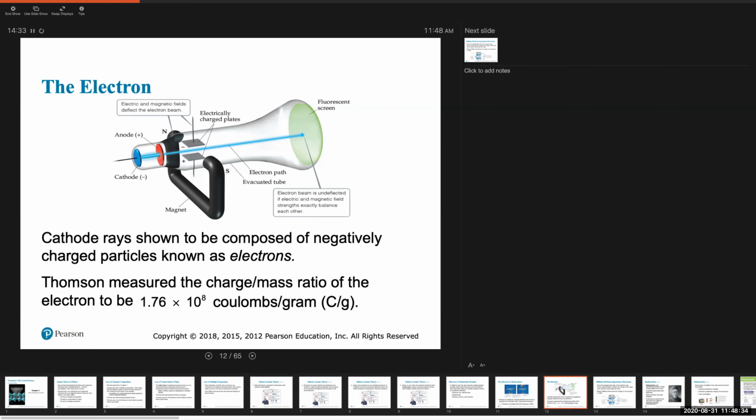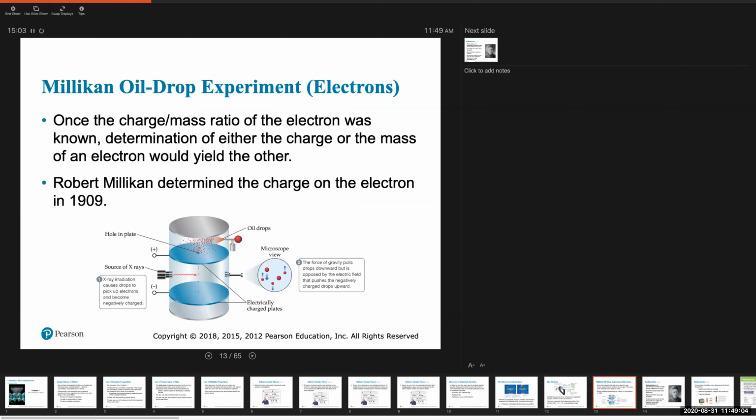The other thing is, the guy who did this work, Thomson, determined that the charge to mass ratio of the electron is 1.76 times 10 to the 8th coulombs per gram. So that was important because now we're starting to get some quantitation associated with it. In addition to just saying, oh yeah, they're negatively charged, which was a big learning, he actually gave us, well, what's the charge to mass ratio? If you know the charge to mass ratio, then if you can either figure out the charge or you can figure out the mass, then you can get the other one because you know what the ratio is.